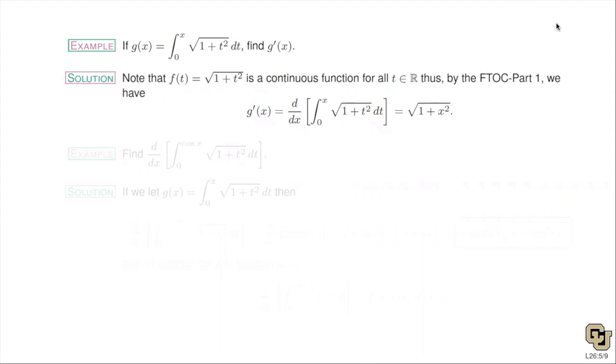All we've done is apply the fundamental theorem of calculus, which gives us this result for free, that the derivative and integral cancel out.